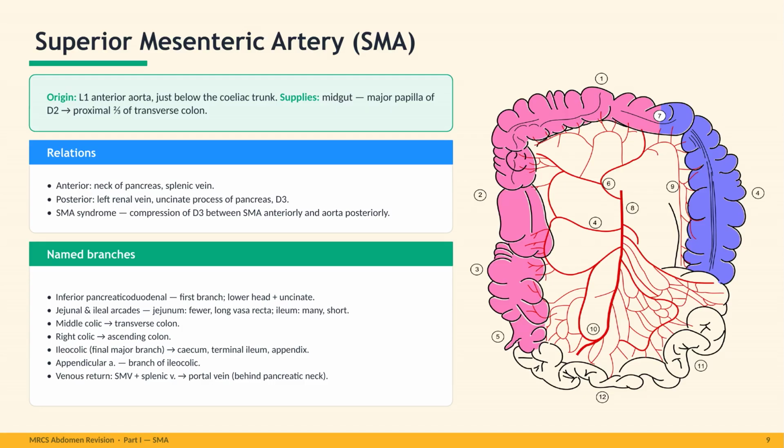Inferior pancreaticoduodenal, the first branch, supplies the lower head and the uncinate. Jejunal and ileal arcades, and remember the difference. Jejunum has fewer arcades and longer vasa recta. Ileum has many short arcades.